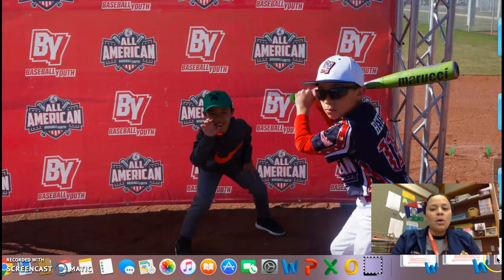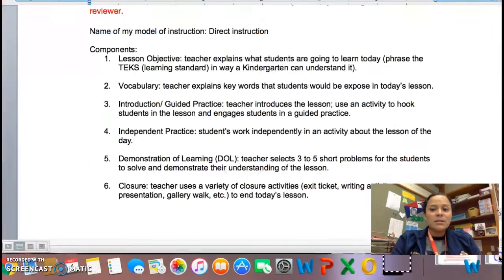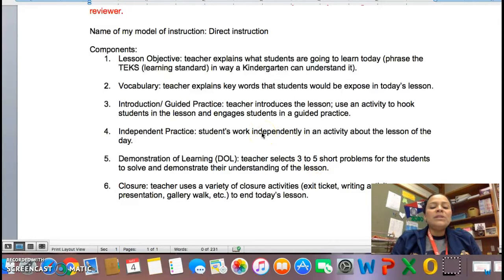So if we have to talk about the strength of my model, I would definitely say that having the demonstration of learning, the short test at the end, helps me a lot to see and to learn if my teaching was clear to my students. So I definitely say that having that at the end of each lesson helps me decide if I can move on, or if I have to continue explaining the same lesson in a different way so that my students understand it.